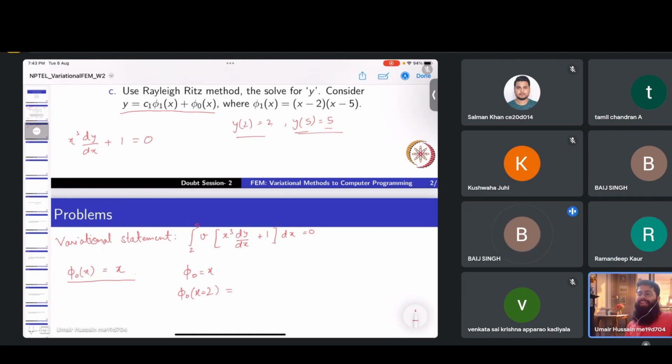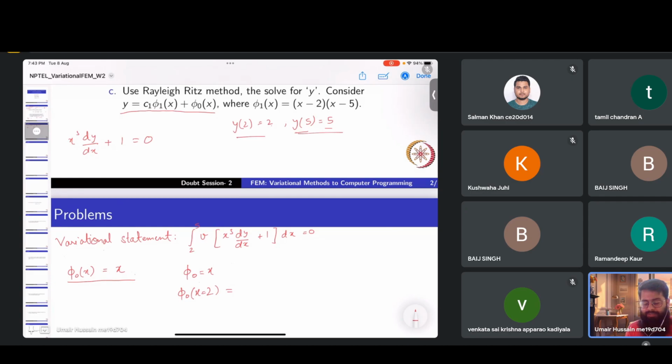Can you repeat? I couldn't get it. If you see the lecture, you were saying that we will consider both the boundary conditions while considering the phi naught x. Yes, that is what I am saying. I am also considering both. We cannot consider this phi naught x as x directly.